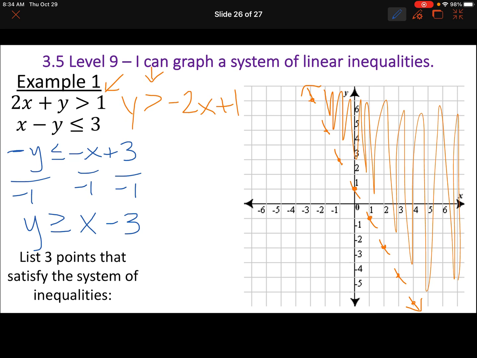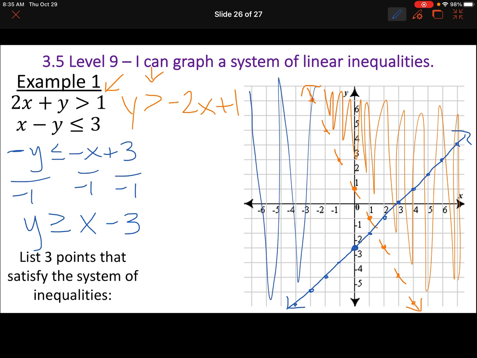So now we can go ahead and graph this. So we have negative 3, and then it's up 1 over 1, just over and over and over. And then I'm going to go backwards. And then it says equal to, so we have a solid line. And then it says that y is greater than, so we're going to shade above.